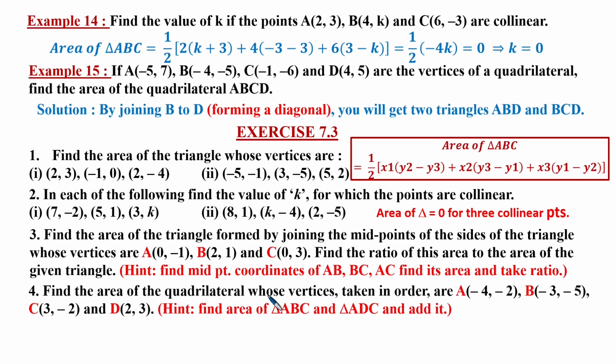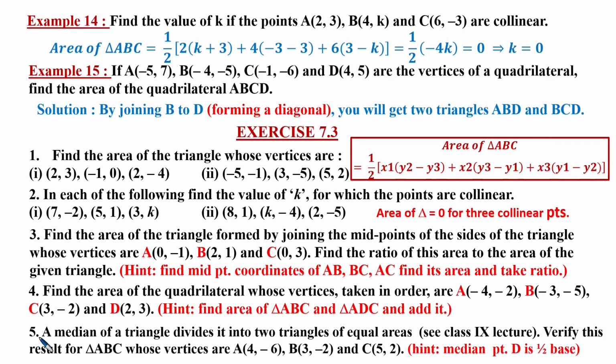Now 4: find the area of the quadrilateral whose vertices, taken in order, are A, B, C and D, given there. This is very similar to the earlier one. How do you find the area of a quadrilateral? You make it into 2 triangles, find the area of triangle ABC and triangle ADC, and add them. That will give you the area of the quadrilateral. 5th: a median of a triangle divides it into 2 triangles of equal area. What is a median? A median is a line which you draw from one vertex to the base and it divides the triangle into 2 equal areas.